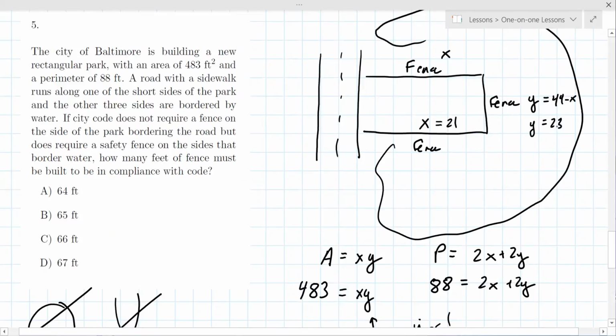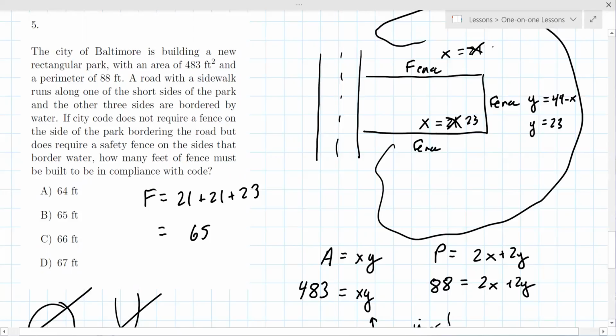Okay, 23. I got it. I missed one parenthesis. It makes all the difference in the world. Did you follow what I was talking about up here? Yeah, I did. Okay, because it will potentially change the answer. So the amount of fencing we need is 21 plus 21 plus 23. So that's 65.